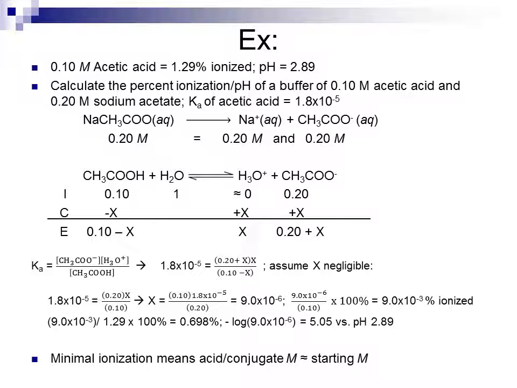So the minimal ionization means that the acid and its conjugate molarities are approximately the same as their starting molarities. So since the acetic acid started at 0.1 molar, it pretty much ends at 0.1 molar. The sodium acetate, the same, started at 0.2, ends at 0.2.